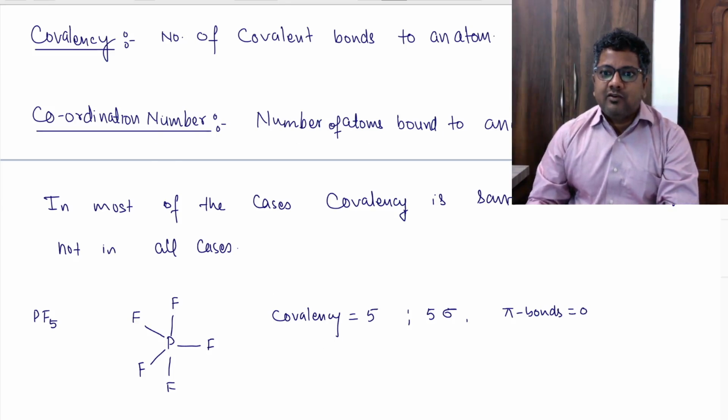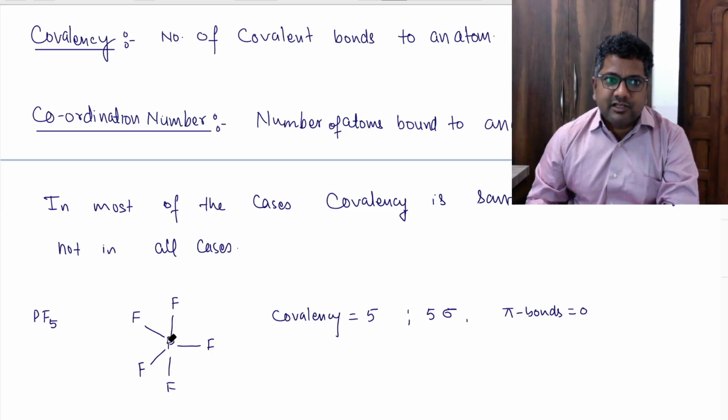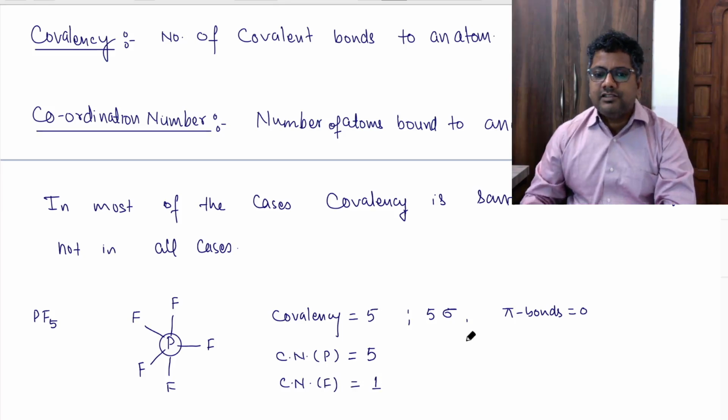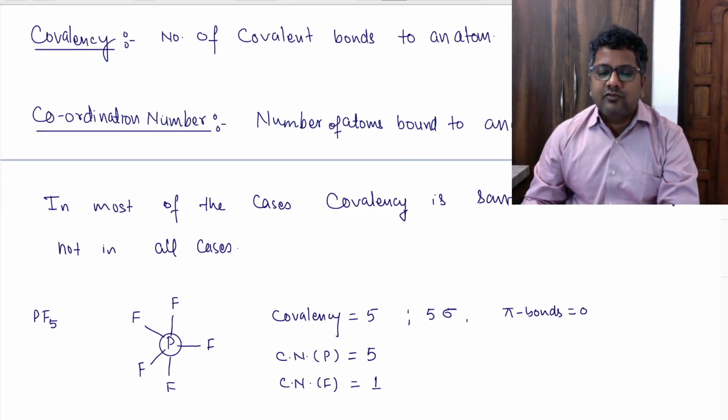Okay. What is the coordination number? Number of atoms bound to another atom. So suppose we are talking about the phosphorus. Phosphorus is bonded with how many other atoms? 5. 1, 2, 3, 4, 5. So the coordination number of phosphorus is 5. And what is the coordination number of fluorine here? It is 1, right?